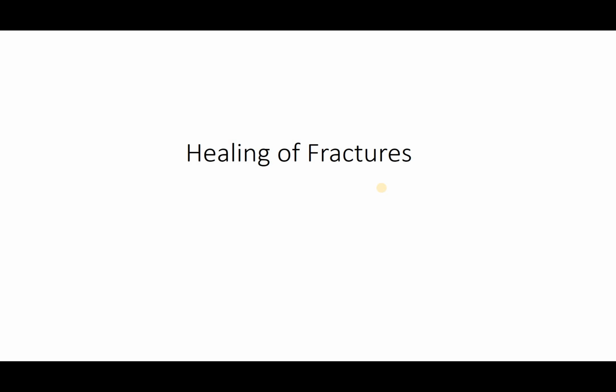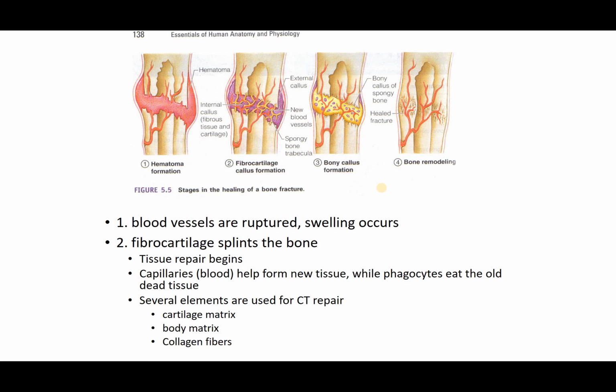Okay, do you know the stages of healing of fractures? So when you get injured, meaning a break, the first thing you're going to get is pain, swelling, lots of bleeding. Okay, pain, swelling, lots of bleeding. So hematoma formation. And then sometime later, you're going to start to get fibrocartilage that's going to come in to start to splint the bone. Okay, we're laying down a framework. Tissue is beginning to repair.